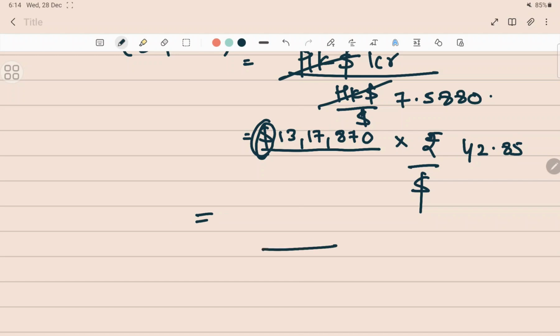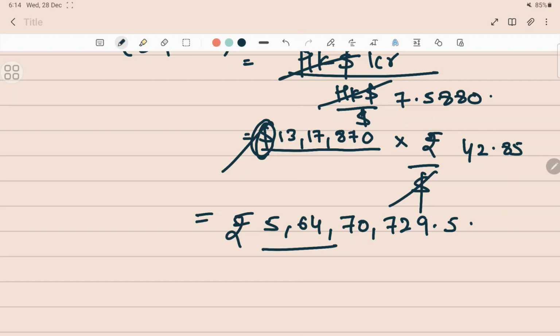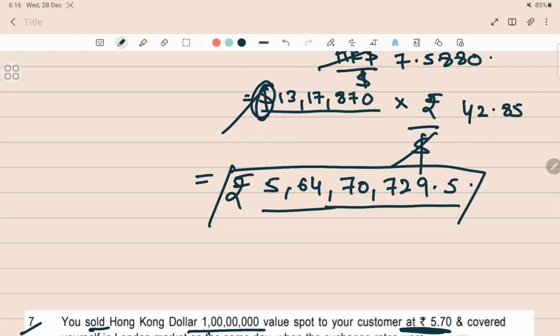Wait, 13,17,870 into 42.85 is 5,64,70,729.5. Now what is this? Rupees. Okay, rupees. So I sold dollar and bought rupees, 5,64,70,729.5.